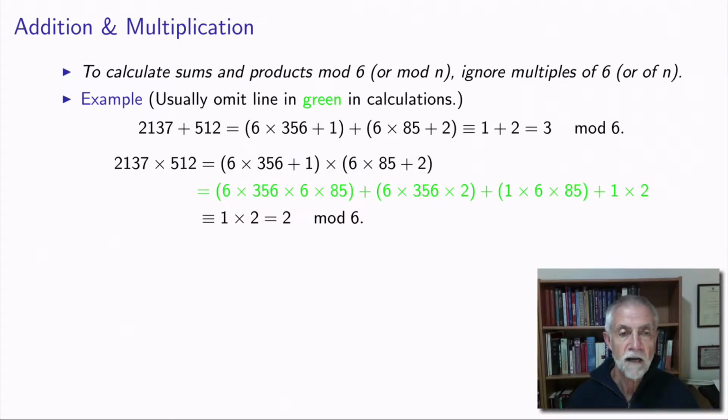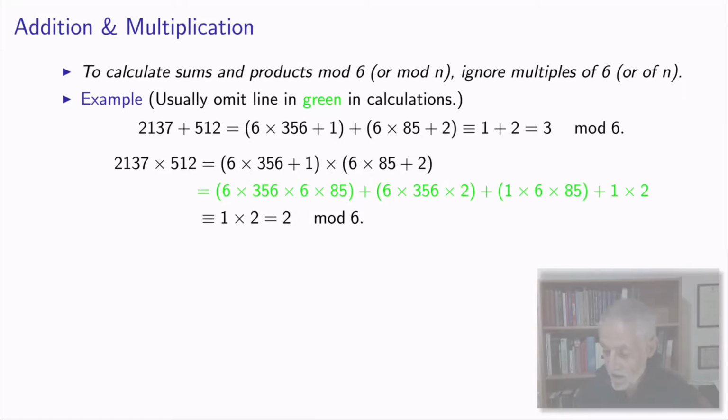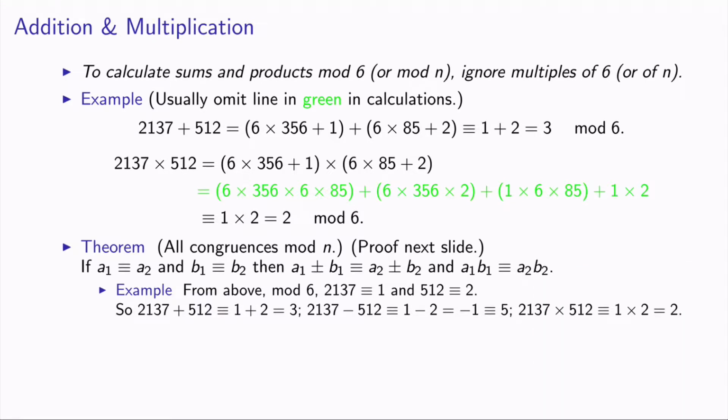Now this is justified more generally by the following theorem. All congruences are modulo n. And I'll give the proof in the next slide. But the statement is, if you have two numbers, a1 and a2, which are congruent, and b1 and b2, which are congruent, then a1 plus b1 will be congruent to a2 plus b2, and a1 minus b1 will be congruent to a2 minus b2, and their product, a1 b1, will be congruent to a2 b2.